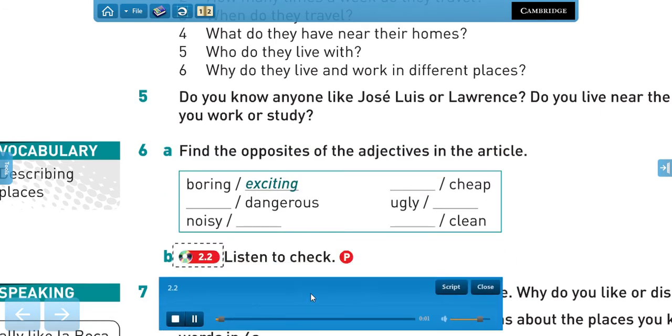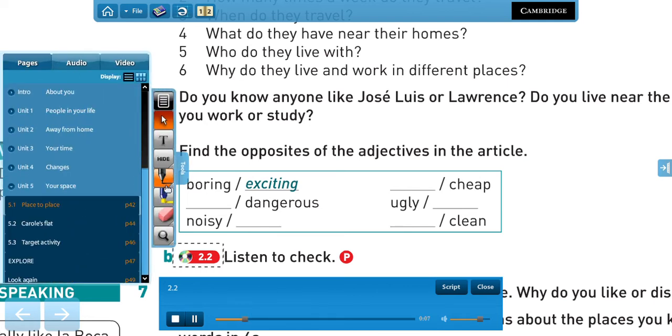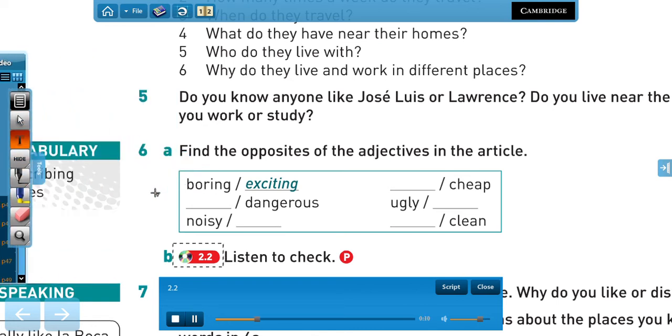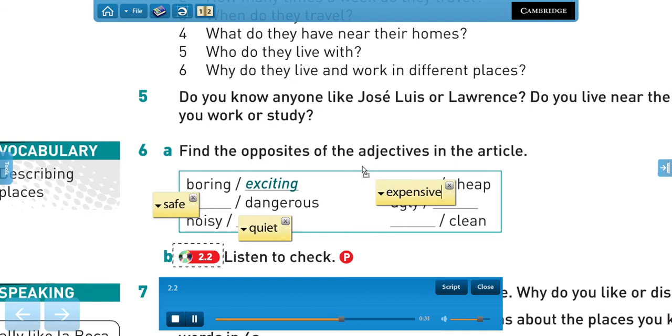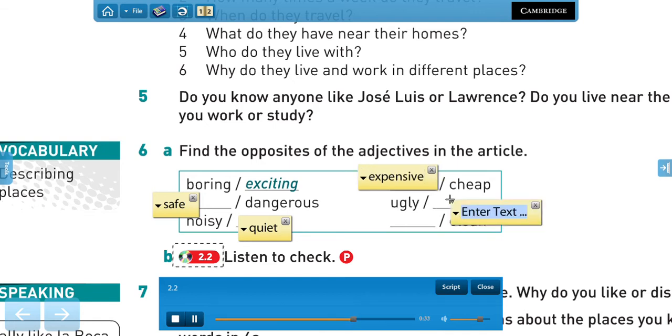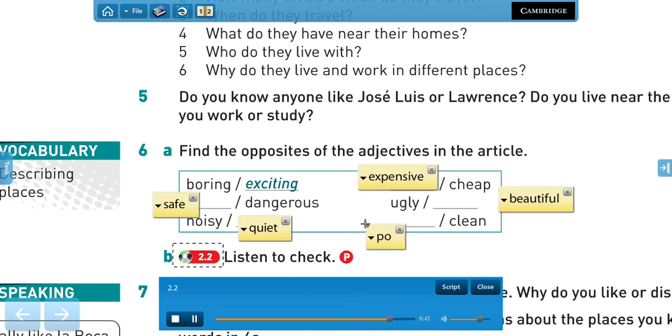Track 2. Boring. Exciting. Safe. Dangerous. Noisy. Quiet. Expensive. Cheap. Ugly. Beautiful. Polluted. Clean.